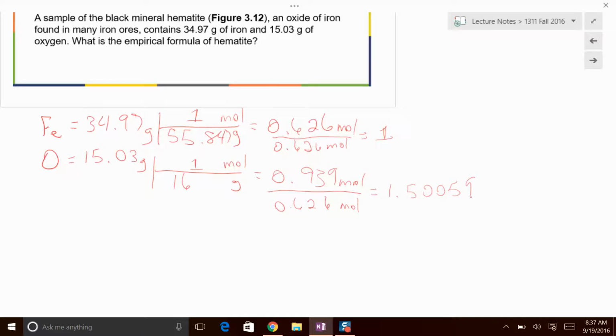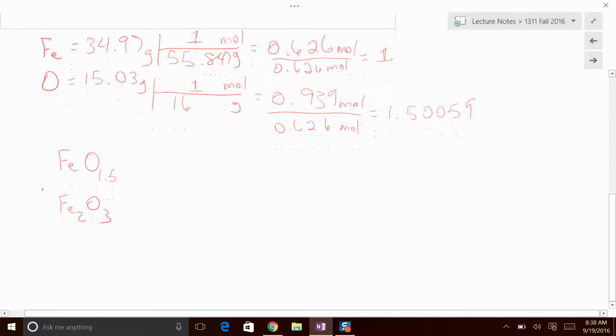So I have 1.5, right? So this is my formula as I have it right now. I have FeO1.5. Okay, so that can't be the formula because I can't have a half. So what do I do to get rid of that half? No, don't round it. Multiply everything by what? 2 to get rid of the half. Okay, so what's my formula now? Okay, that's my formula.